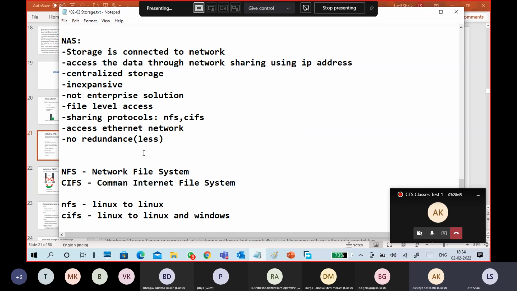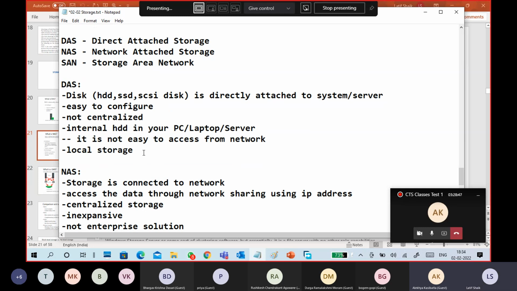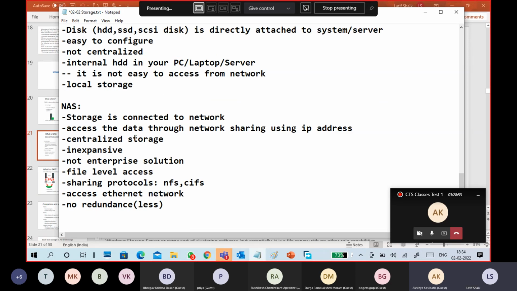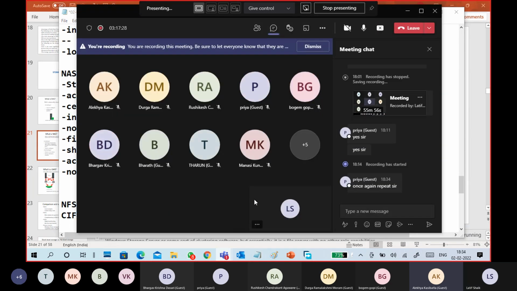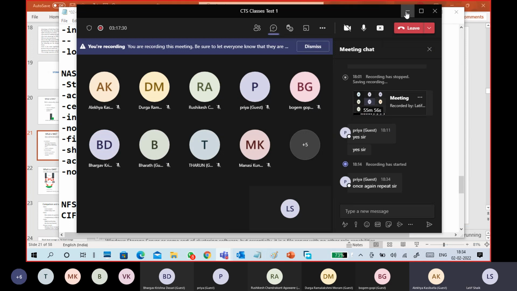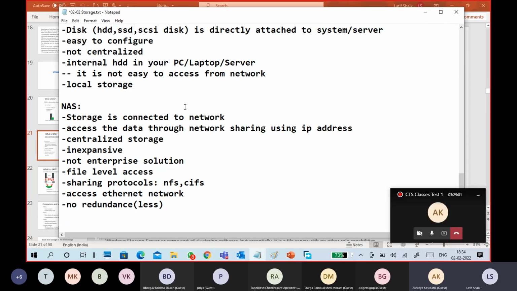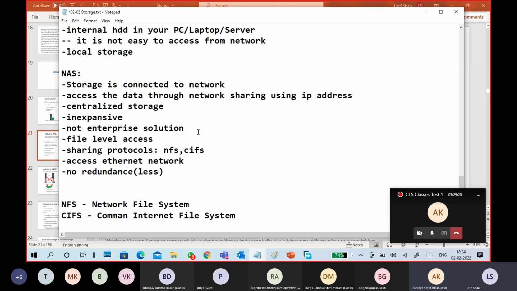NAS, network attached storage. Okay, it is a centralized storage. Network attached storage is one of the centralized storages, inexpensive storage, not an enterprise solution. It means small organizations, offices, homes. Of course, big organizations also use NAS storages, but it is not a complete enterprise solution.